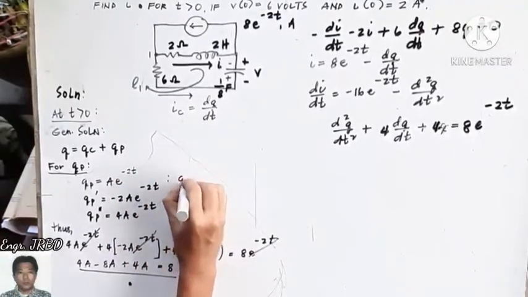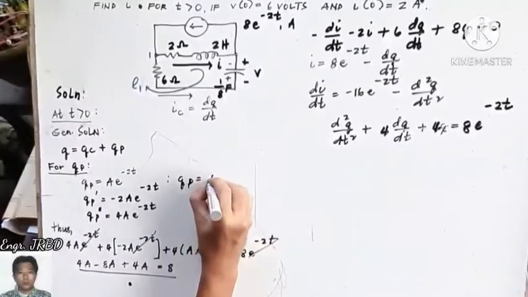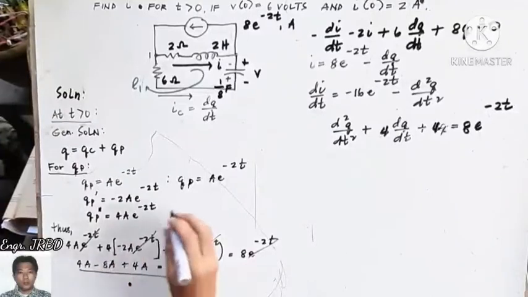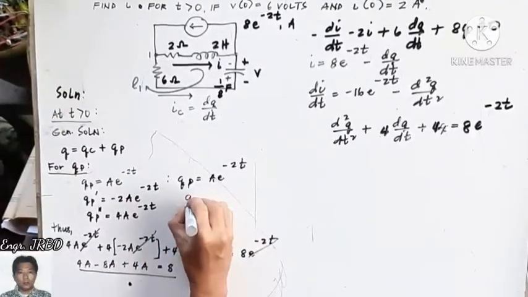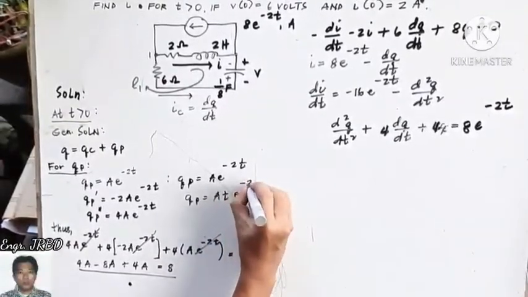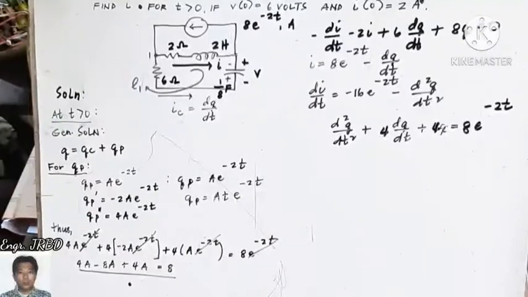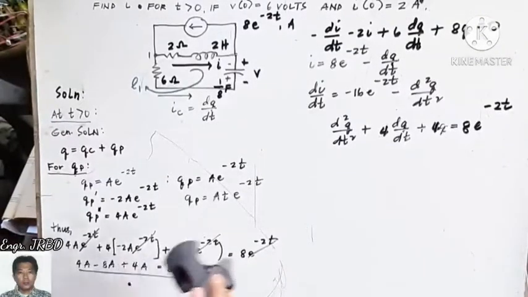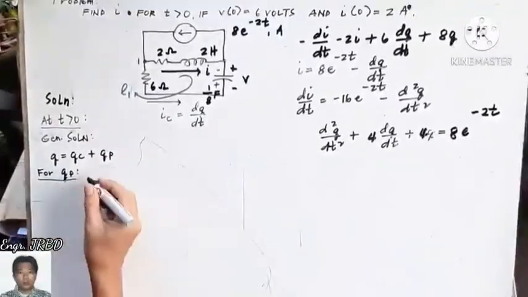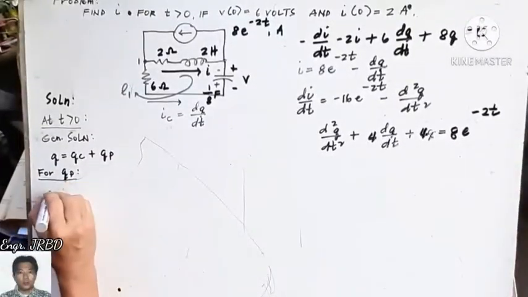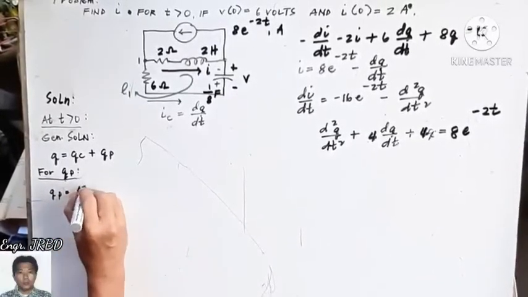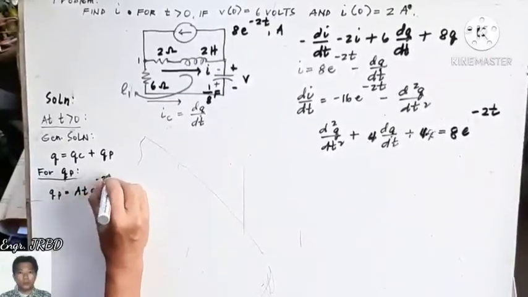Usually, if you will meet a situation like this, you add to this. Okay? Q sub P is a e raised to negative 2t. One of the schemes is you introduce your variable t. Q sub P is a times t e raised to negative 2t. Okay? So, if you do that, your equation now will become, okay, so trial value for Q sub P is a t e raised to negative 2t.